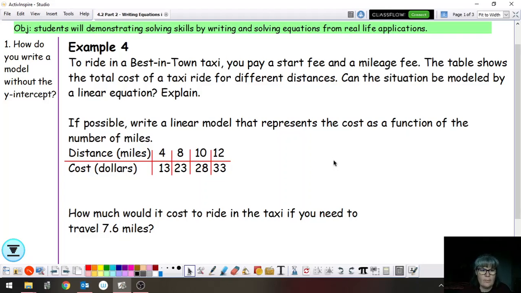Hi, it's Mrs. Scarpel, and we're going to finish looking at section 4.2, applications with point slope form. So here we have example 4.